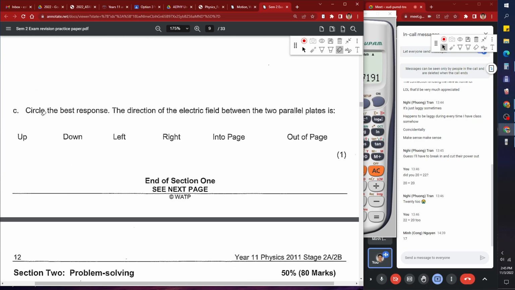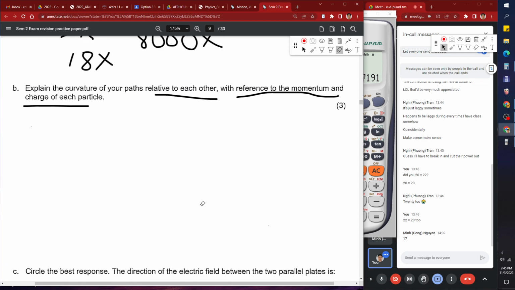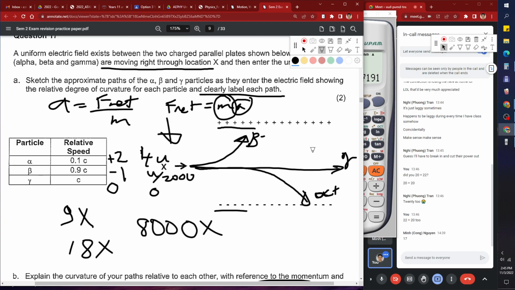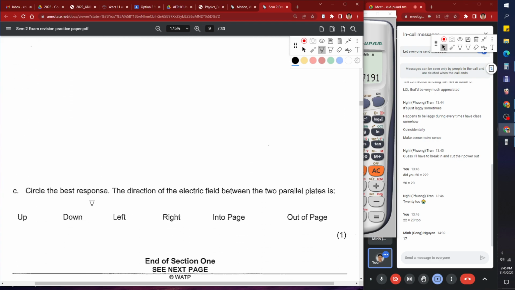Circle the best response. The direction of the electron between is... The problem with this exam is we don't really get into this until year 12. The syllabus has changed since 2016. If you really want to know, the electric field around any charge is always from positive to negative. So in that case, it's going to be down. Positive to negative. So that's it.